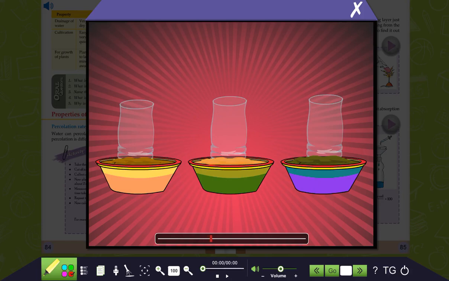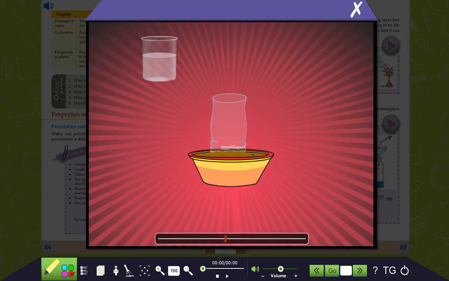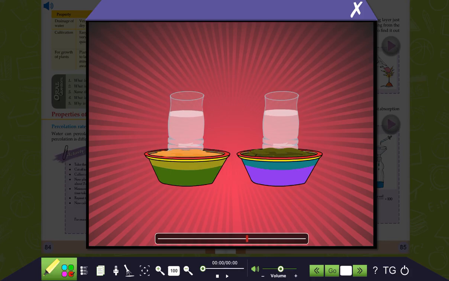Now, place each pipe in the 3 soil samples in such a way that they are about 2 centimeters deep in the sample. Measure about 200 milliliters of water and pour it into the first pipe. Note down the time taken for the entire water to percolate into the soil. Repeat this with the other 2 samples.